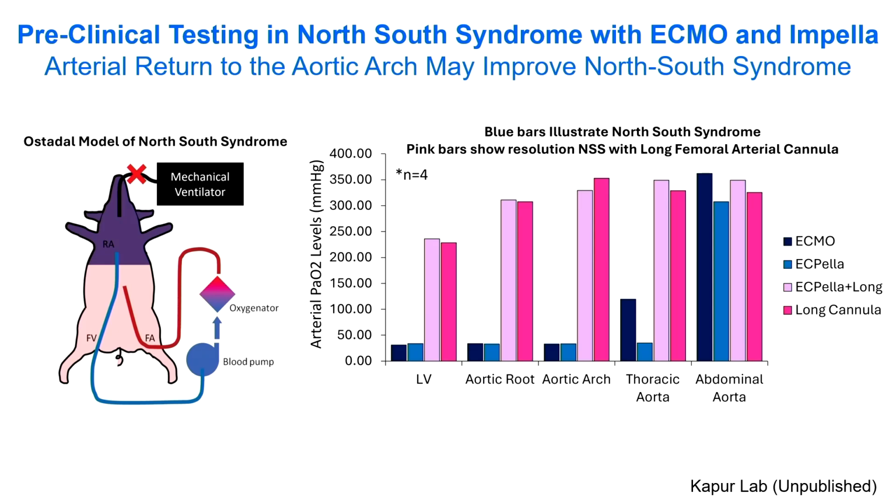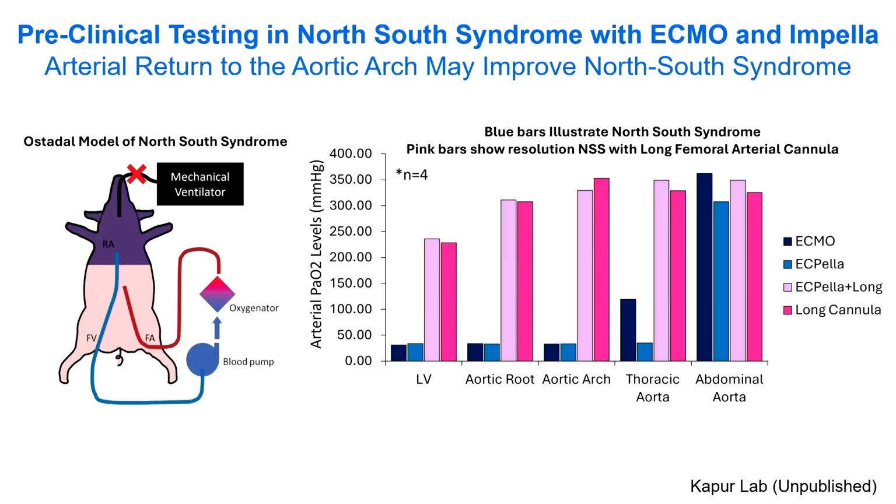So we started testing this out in our preclinical lab. This will be presented at TCT, and the paper will be coming out. Peter Ostadal in the Czech Republic has been generating some really phenomenal models with ECMO. This is a model of north-south syndrome in a swine. Basically, we replicated the model where you get above-the-diaphragm hypoxemia and below the diaphragm is hyperoxemic on VA-ECMO. What you're looking at is arterial PaO2 levels at the LV, aortic root, aortic arch, thoracic aorta, then the abdominal aorta on peripheral VA-ECMO. What you see here is that on peripheral VA-ECMO, it's not until you get to the thoracic aorta that the PaO2 starts to come up in this north-south syndrome model.